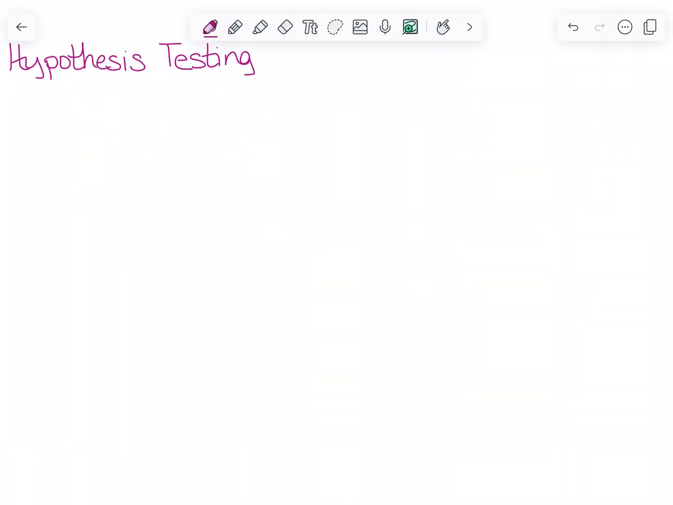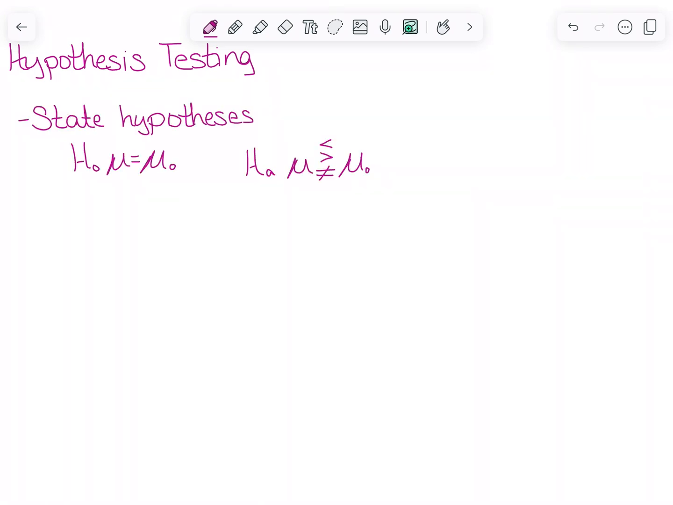Actually perform a hypothesis test, specifically when we know the population standard deviation. The first thing to do is going to be to state our hypotheses. And as a reminder from the last video, H0, the null hypothesis, will be mu is equal to some number, which I'm going to call mu0. And the alternative hypothesis is going to be greater than, less than, or not equal to.